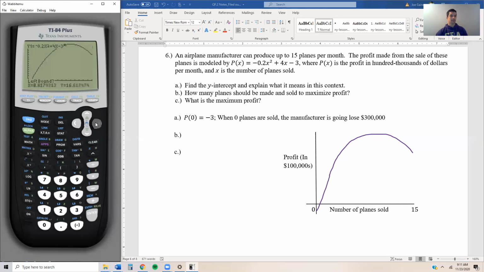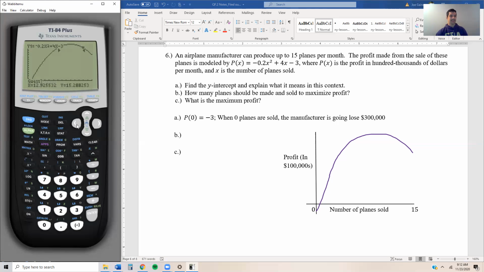What you can see on my screen is as I push the arrows left to right, it's changing this little cursor. What I want is my cursor to be on the left of my relative maximum. So I know my relative maximum is somewhere in here. I'm going to make sure my cursor is on the left and then hit enter. Now it says right bound. So I'm going to move my cursor to make sure it's on the right of that relative maximum. I don't know exactly where that maximum is. I just want to make sure my cursor is on the right and hit enter.